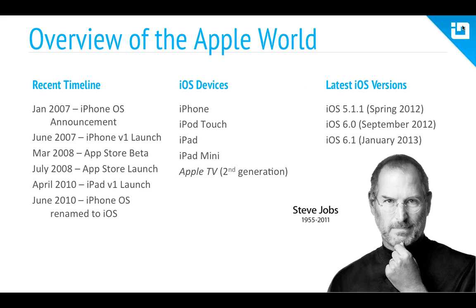The latest iOS versions that are available on the market that you're probably going to see as a developer: there's actually a fair amount of iOS 4 out there still, but the majority of users will be running either iOS 5.1.1, which was introduced in spring 2012, or iOS 6, which was introduced in September 2012, and then in January came iOS 6.1. I have a few details later about some versions of iOS, but it's important to understand the different versions out there, especially when there are specific features you want to take advantage of.